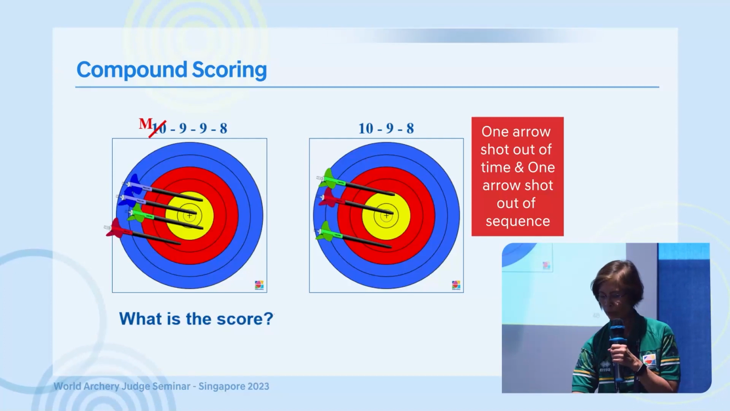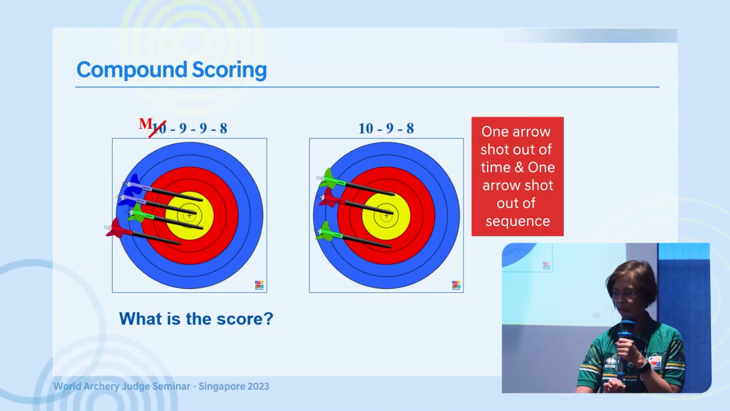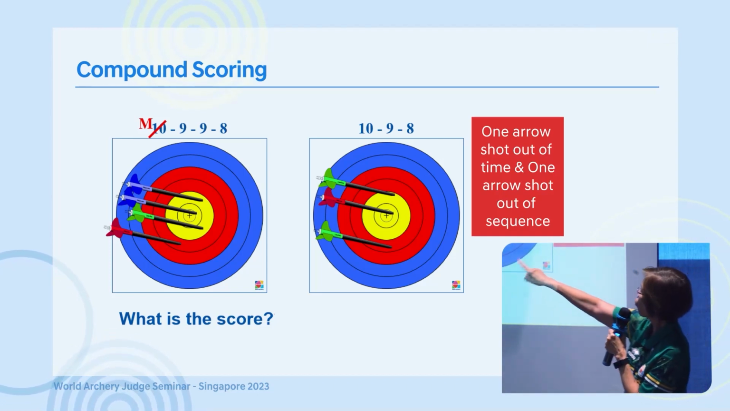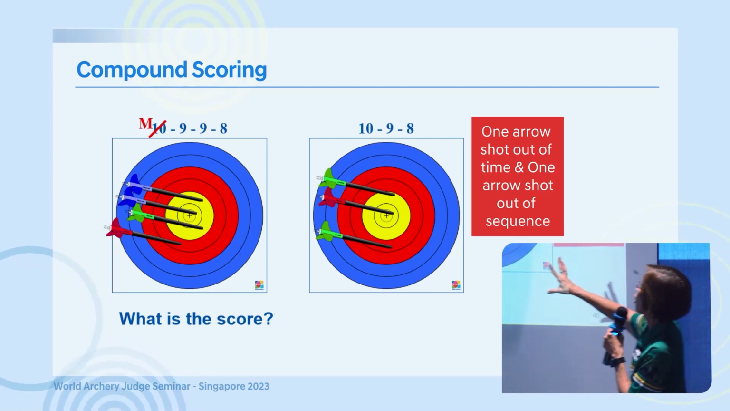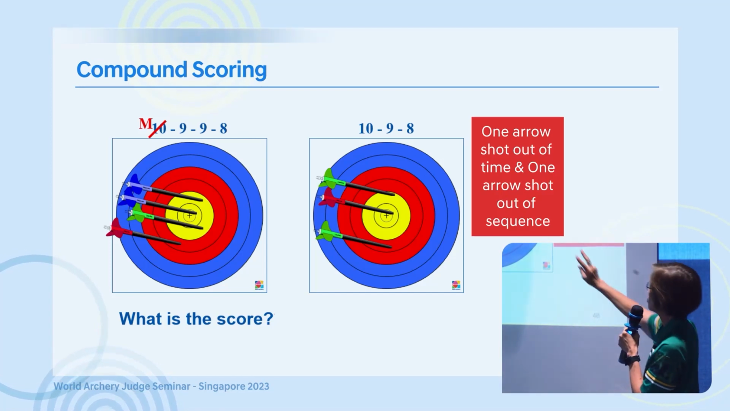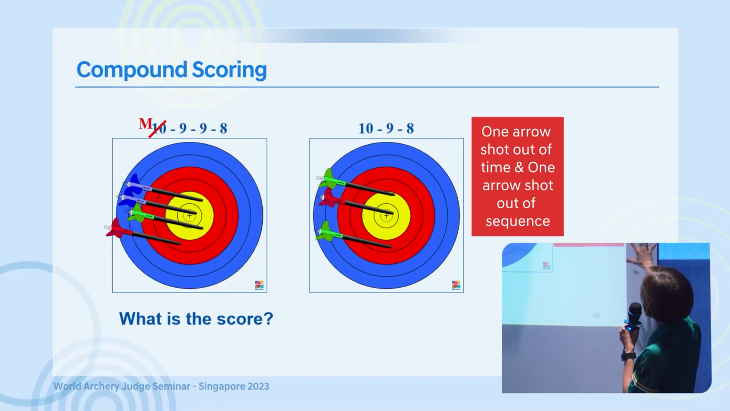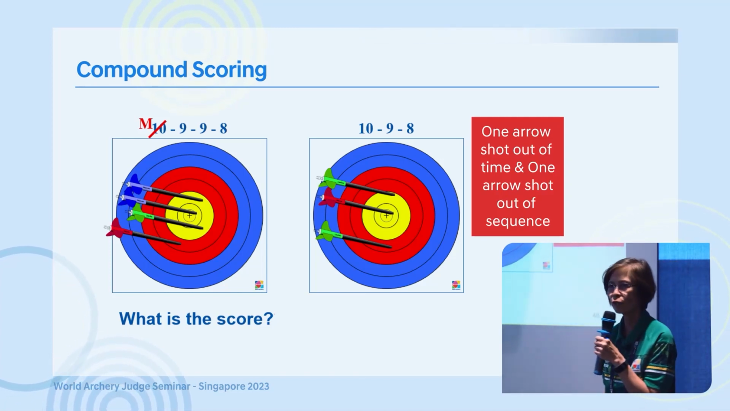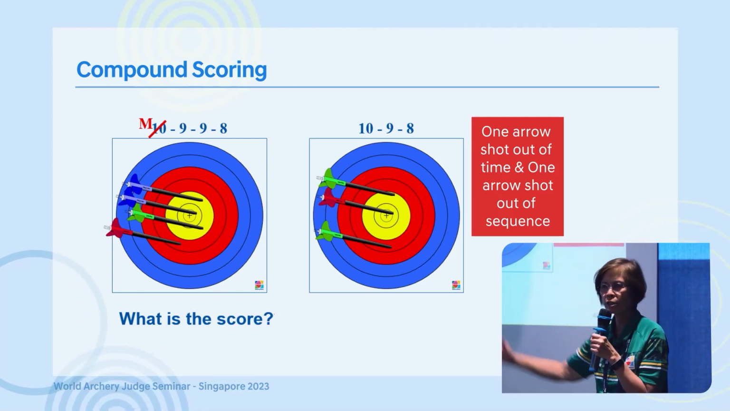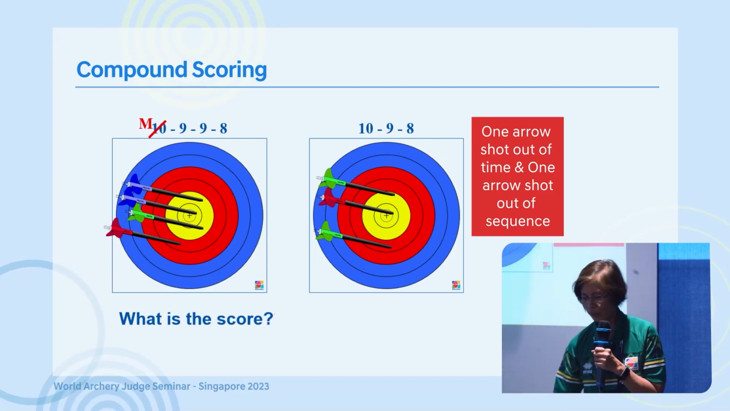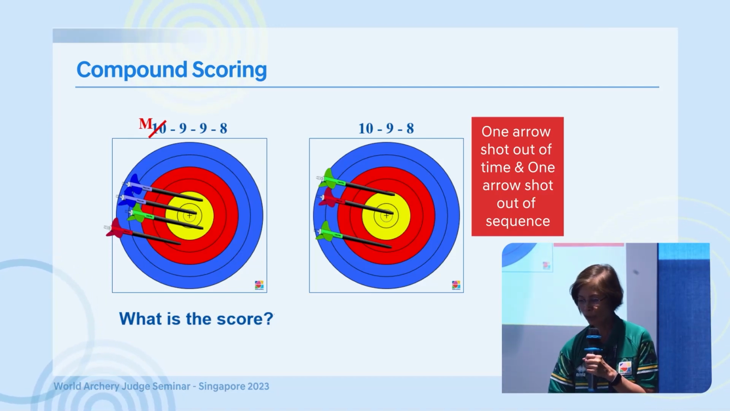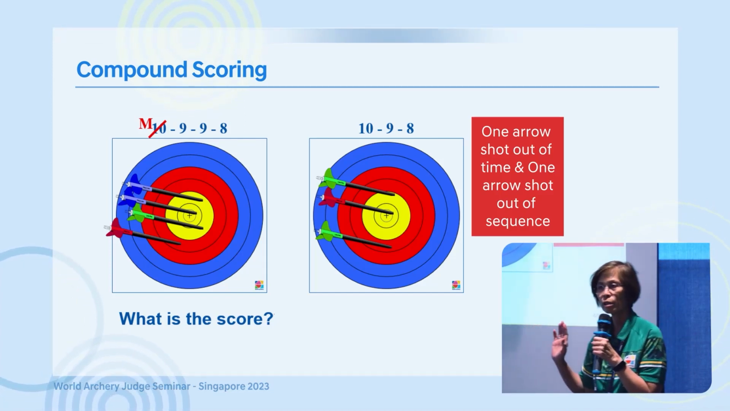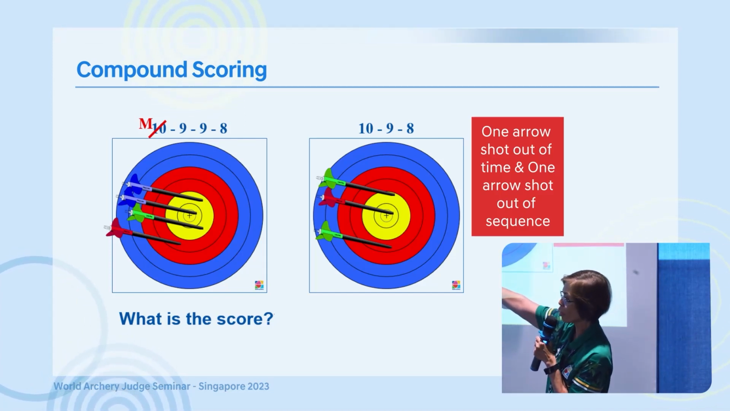Okay, looks normal up to now, but then, there. Okay, so there's 4 in one target. There are 7 arrows in 2 targets. 1 arrow shot out of time and 1 arrow shot out of sequence. I don't know where this team is, but they did a lot of mistakes. So what is the score? So what do we take care of first? This target with 4 arrows.